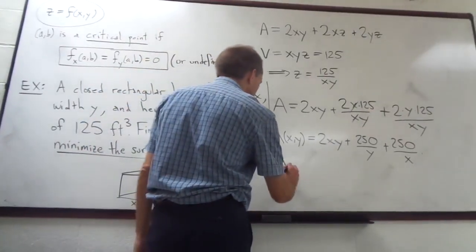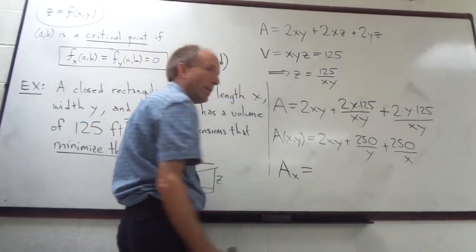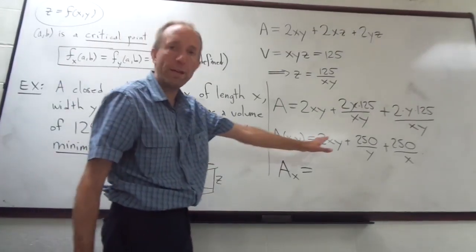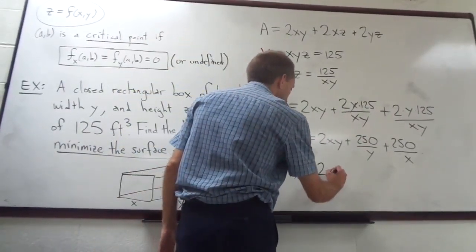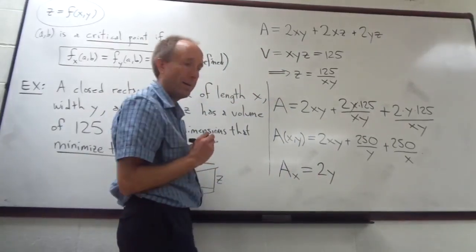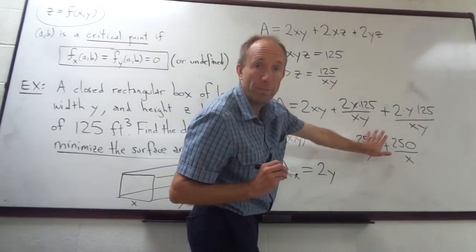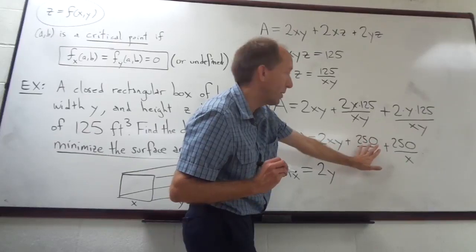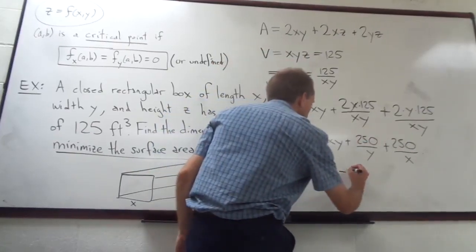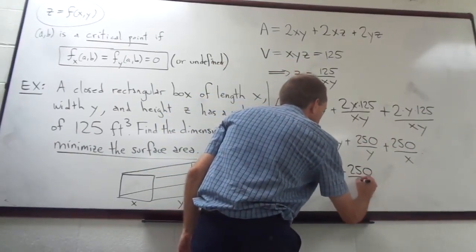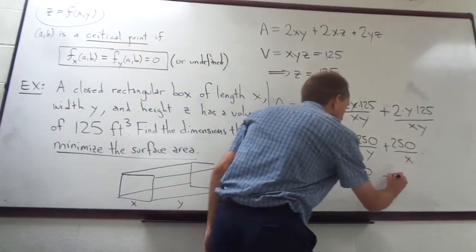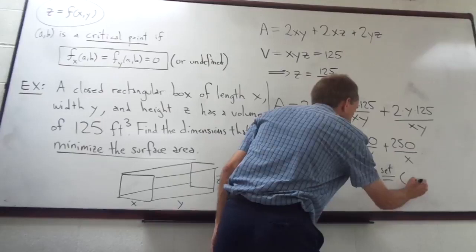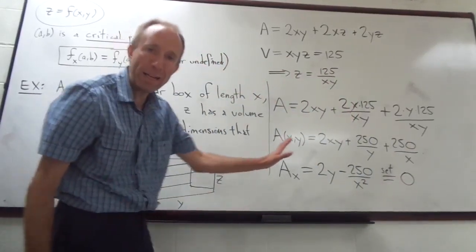So for example, a sub x, the partial derivative of this area function with respect to x, let's see. 2xy, the derivative with respect to x is just 2y. The middle term will become 0 when I differentiate with respect to x. The last term will be minus 250 over x squared. Okay, and we're going to set that one to 0. Okay, I'll come back to that in a minute.